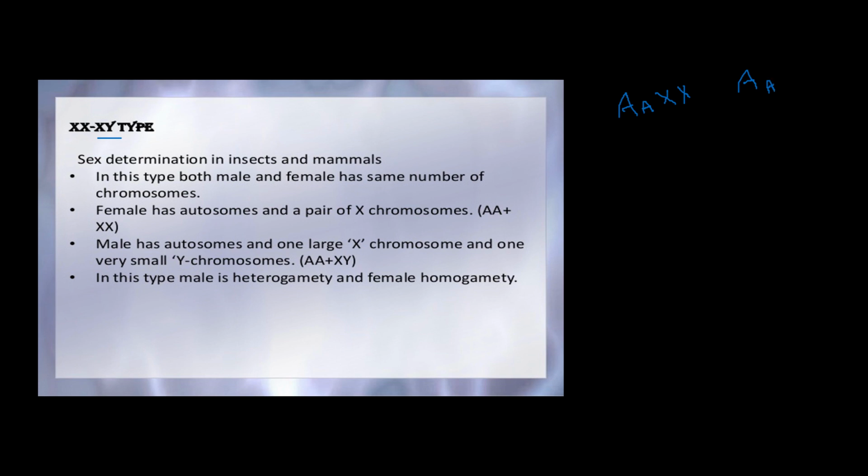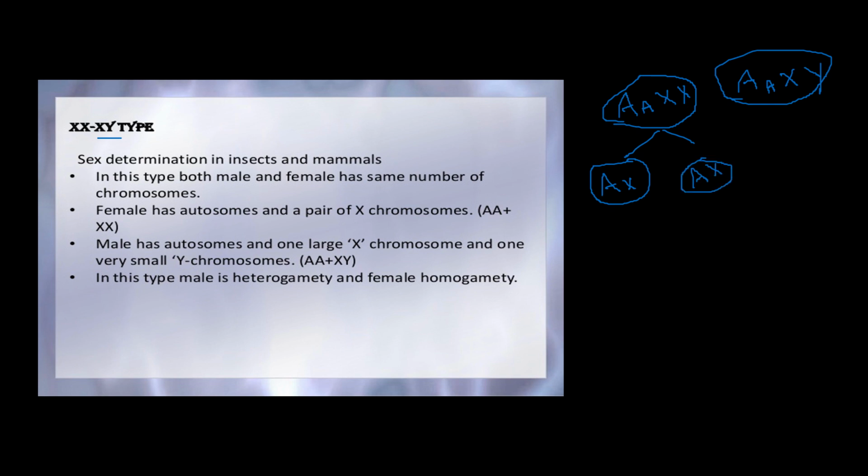So after meiosis 1, meiosis 1 is the reduction division where the diploid is being converted into haploid set. So here after meiosis the eggs are the same. It produces the same type of eggs because the female is homogametic. So it is AX. Now coming to the sperm, it has the capability of producing two types. 50% of the sperms carry X chromosome and the other 50% carry Y chromosome, AX as well as AY.